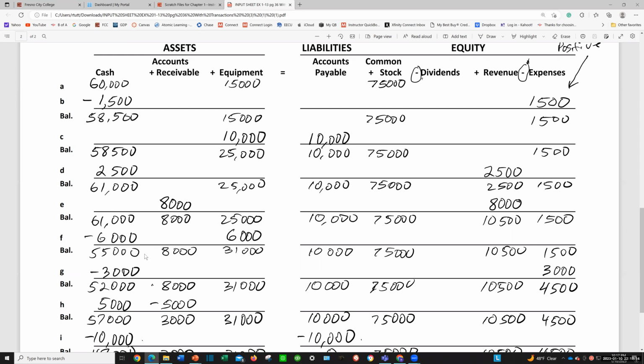Let's bring down our balance. 55,000, 8,000, 31,000, 10,000, 75,000, 10,500, 1,500. All right, let's do G.